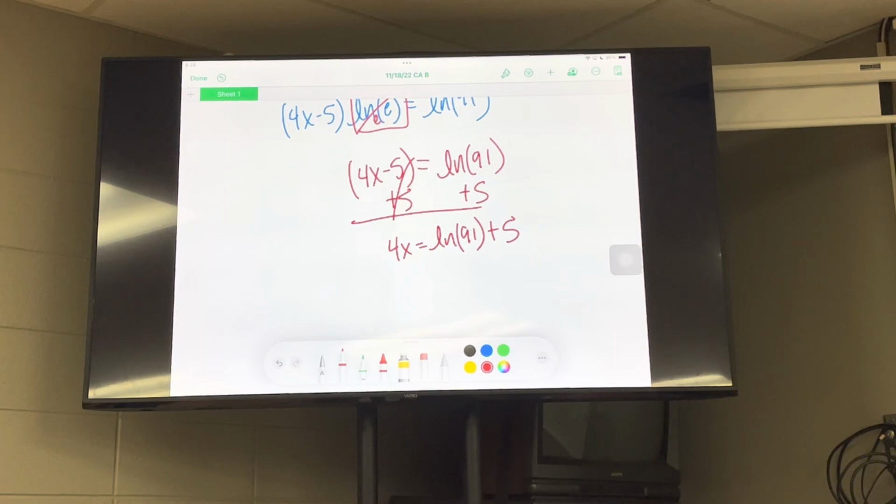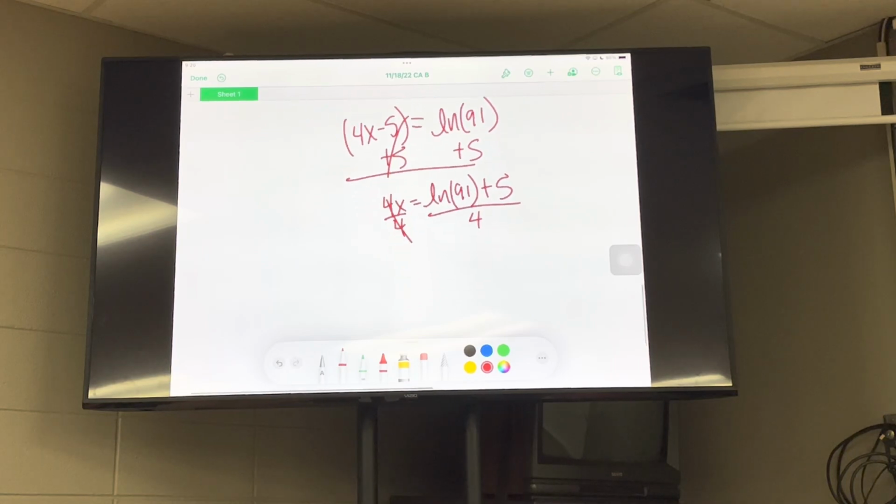But my suggestion is to wait till the end, because again, it's going to want you to type this whole answer in the big box, and then do the approximation. So divide by 4, because we're trying to get that x by itself. So x equals the natural log of 91 plus 5, over 4.